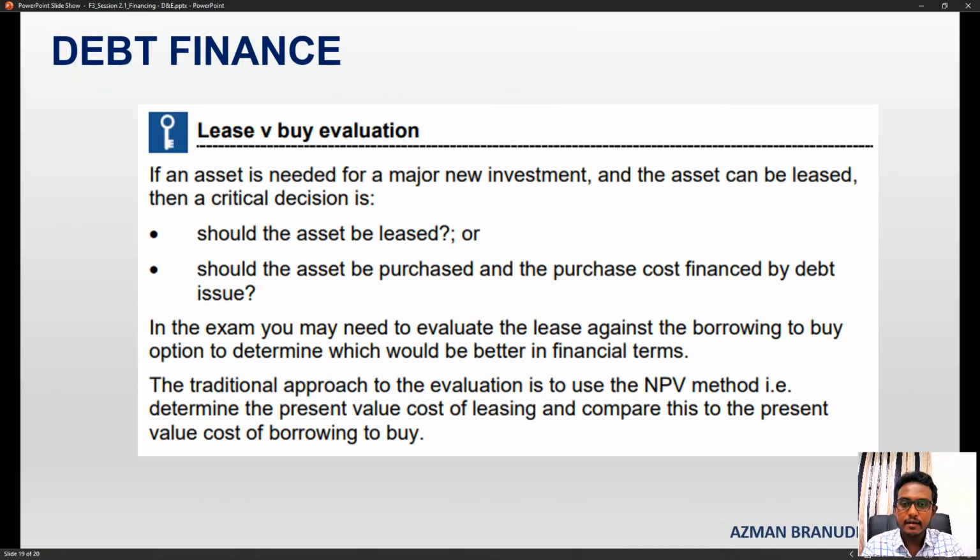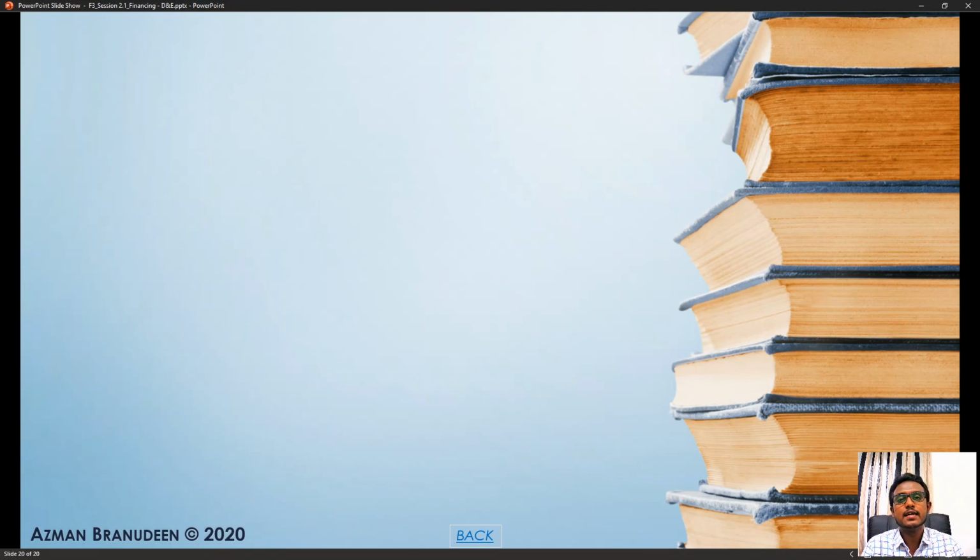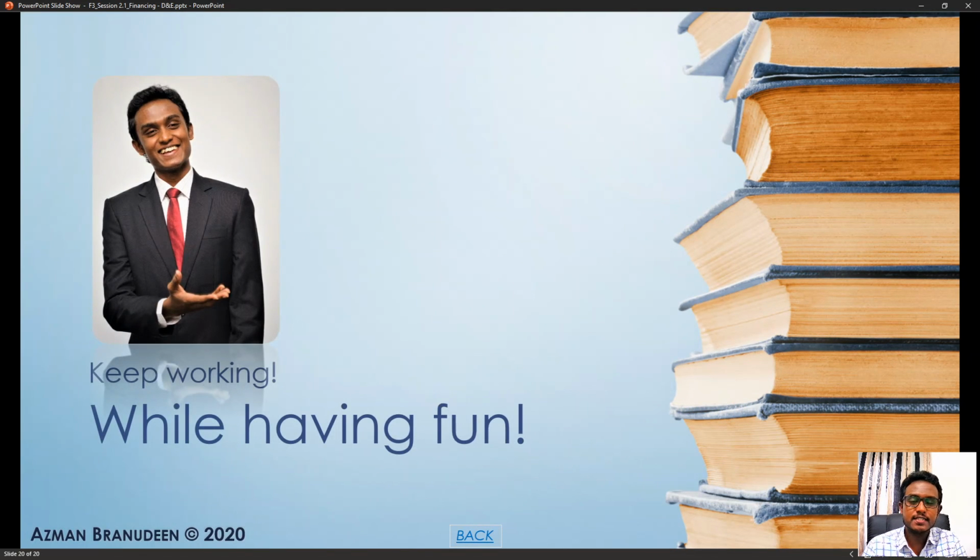But be aware that these options are available to you. And in the case study, if you have to go for a major investment, and if leasing is an option, don't forget to evaluate that option as well before you decide to buy. That marks the end of segment 2, financing, part 1, debt versus equity or sources of finance.